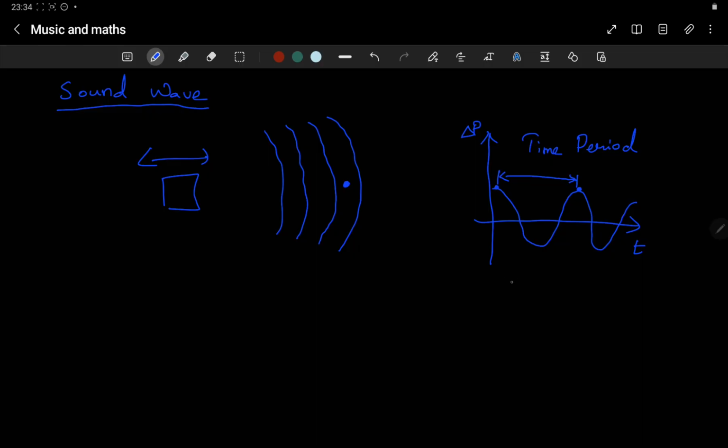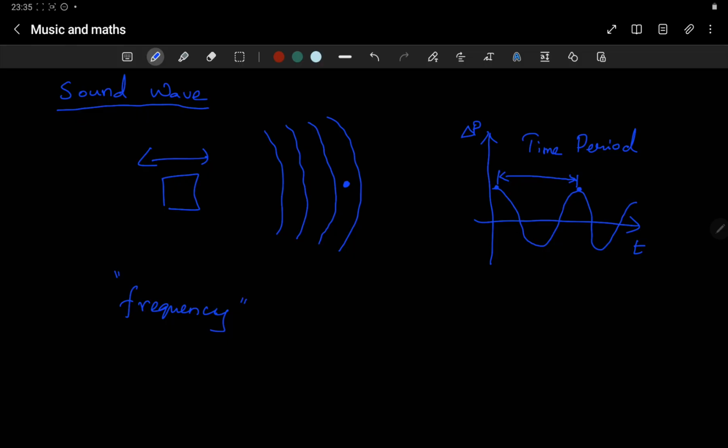Now, for a unit of time, for example, per second, how many such cycles have happened? That's called frequency. These things we have already discussed, but I'm just discussing them with this picture.